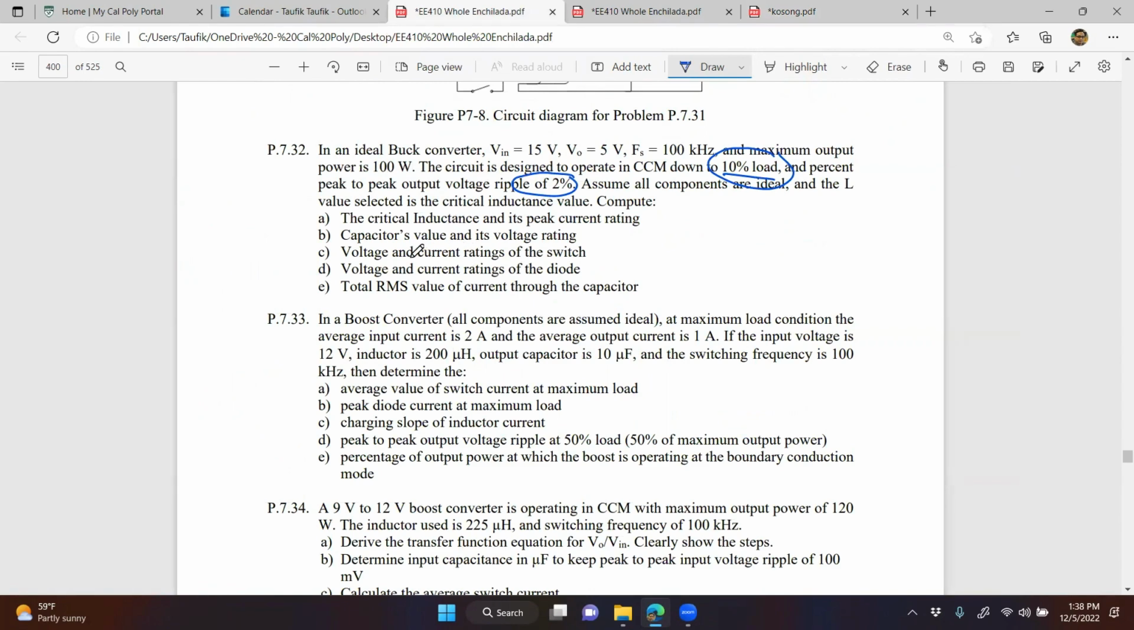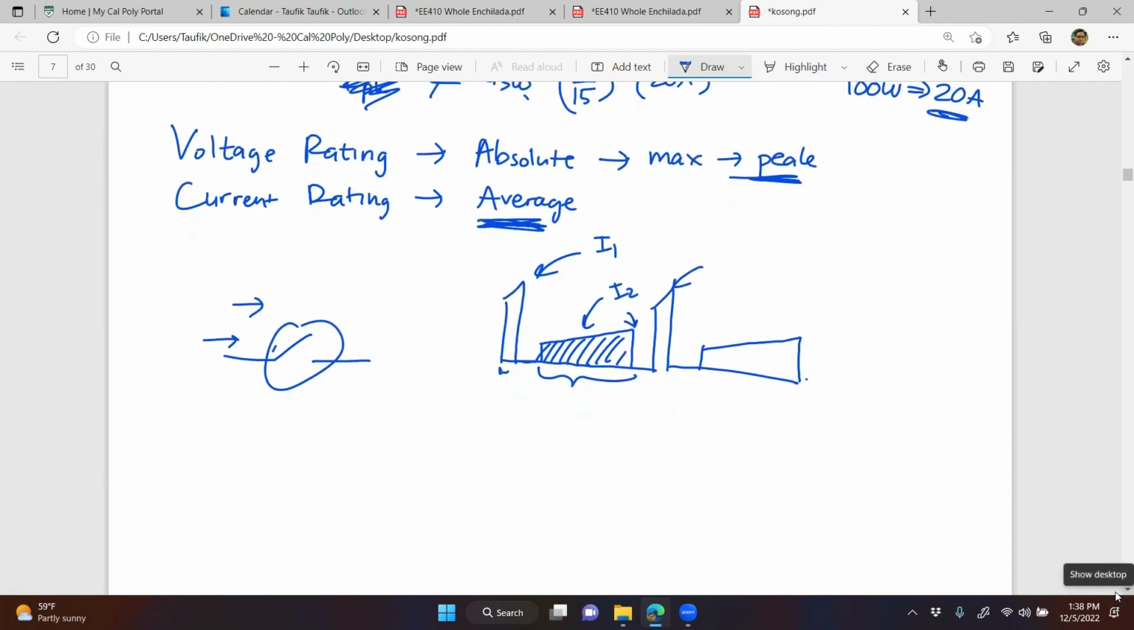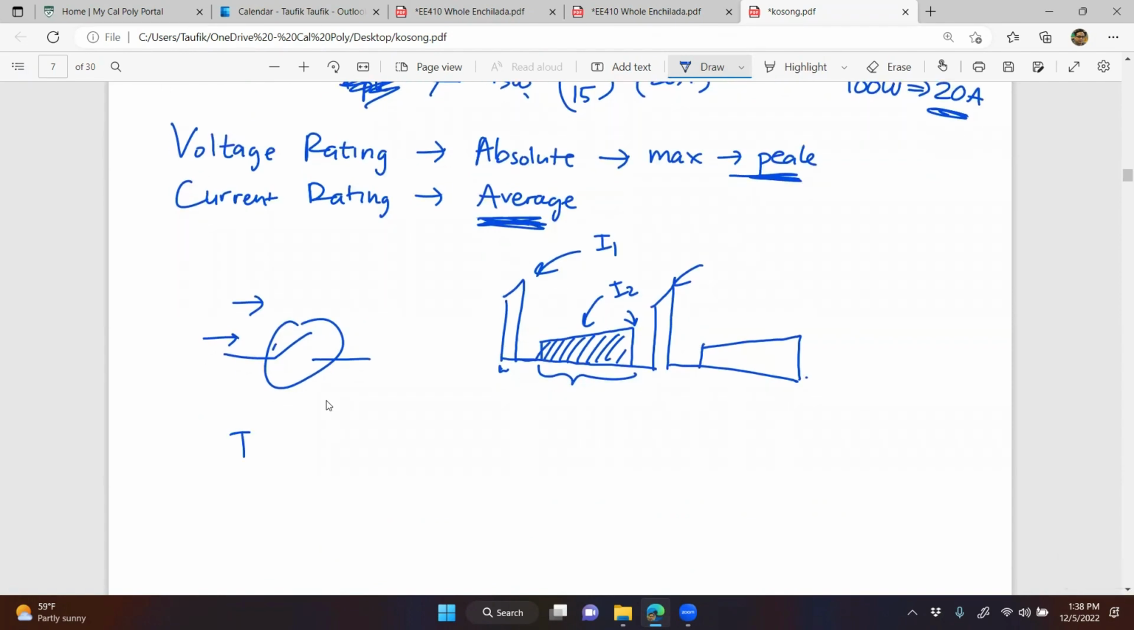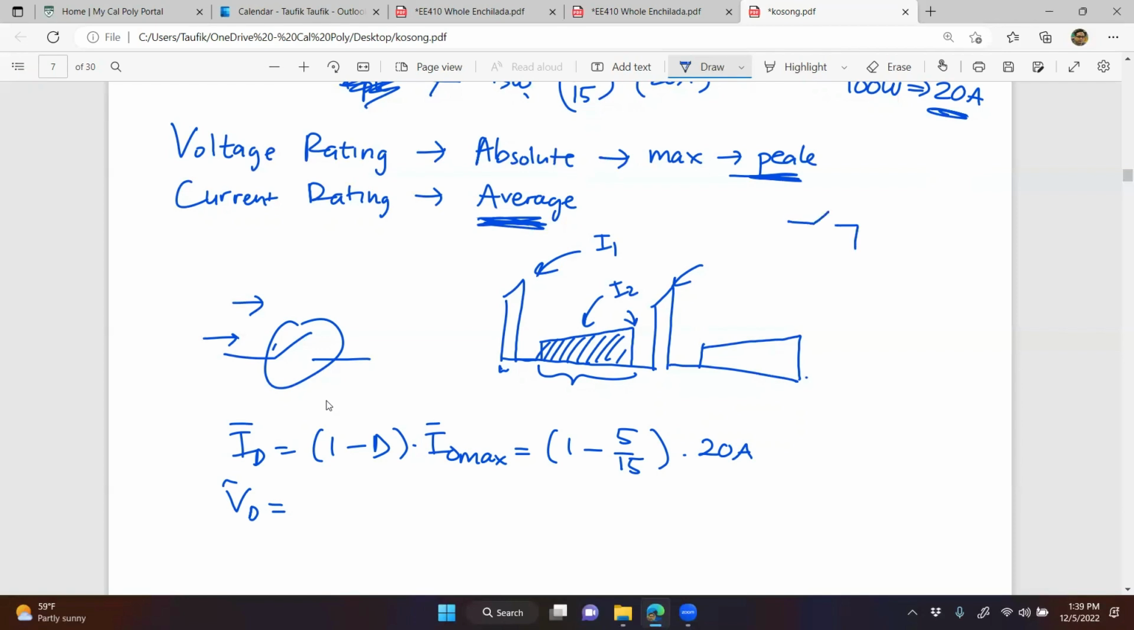Voltage and current ratings of the diode. So that would be the other way around, right? So the diode current is going to be 1 minus D times I out max. That's going to be 1 minus 5 over 15 times I out max, which is 20 amps. How about voltage? That would be the peak value. What is the voltage across the diode, rating wise? Isn't it also 15?